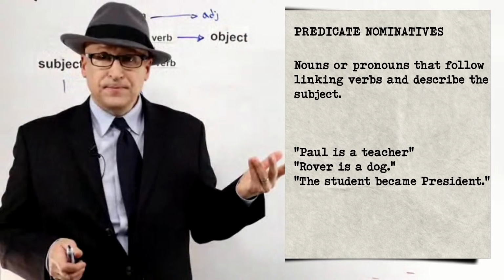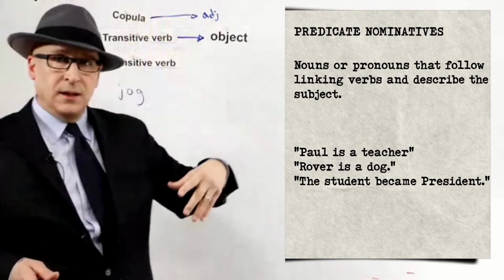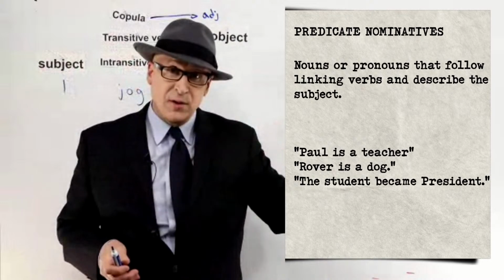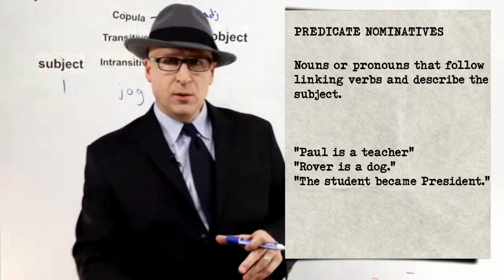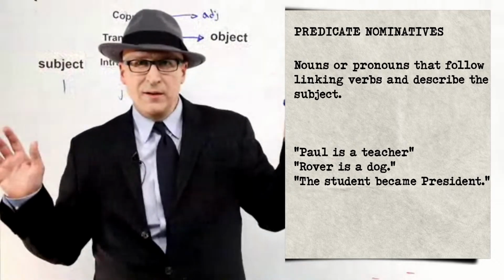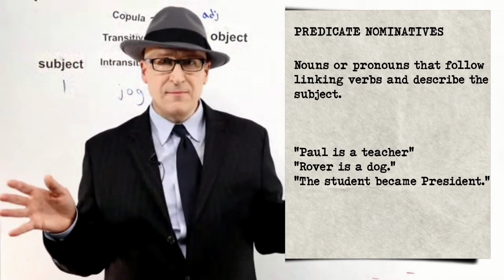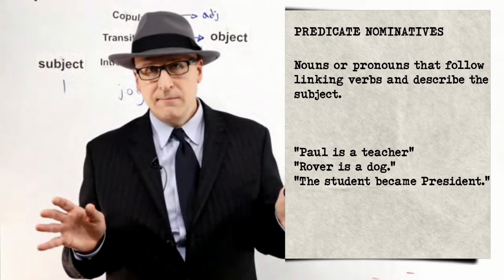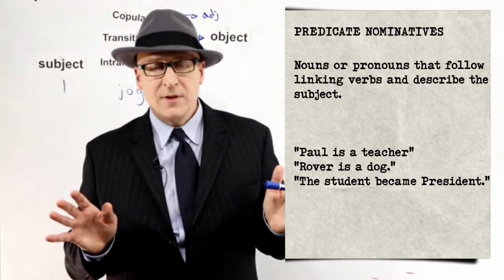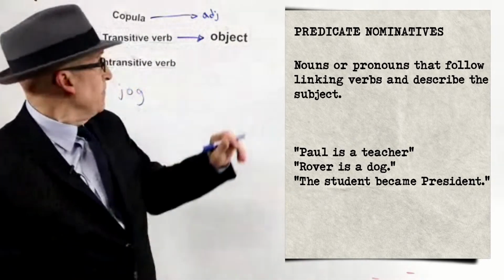So the next thing, and again, this is coming after a copula. The next thing that can come after the copula verb is a noun. These are called predicate nominatives. Fancy word, nominative just means noun. That's it. So this is a predicate noun. This is a noun that comes after a copula.